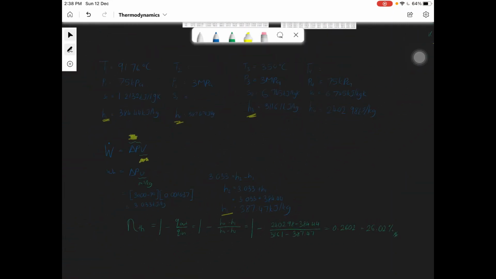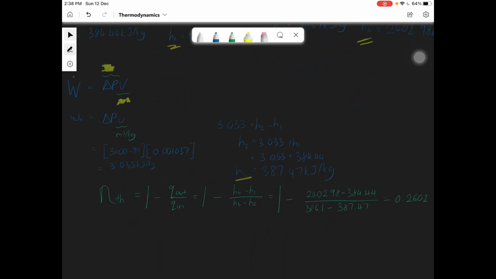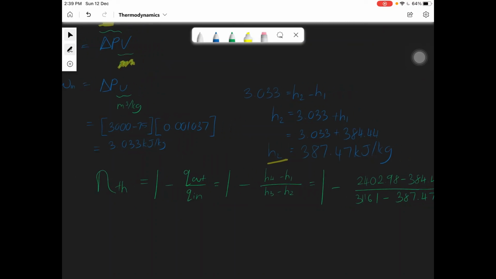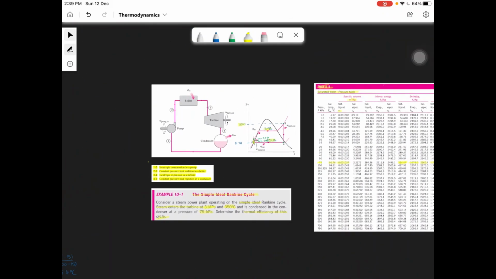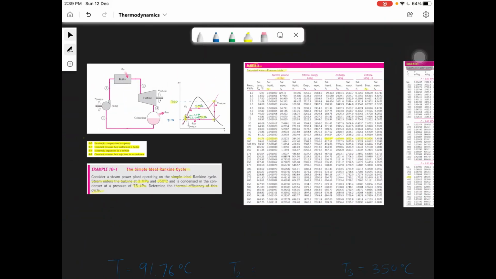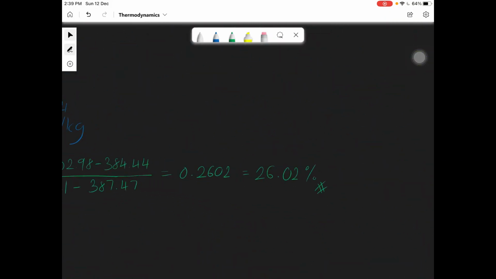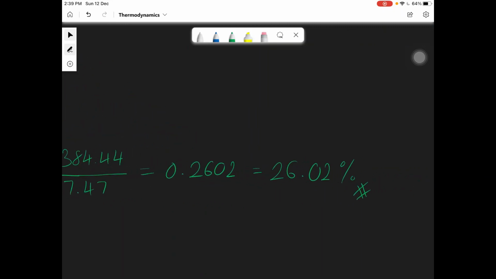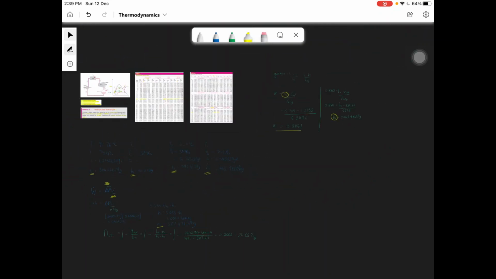Okay, once we have our H1, H2, H3, H4, we determine that the efficiency equation is eta TH equals 1 minus Q out over Q in, which is equivalent to H4 minus H1 divided by H3 minus H2, based on this graph over here. H4 minus H1 is Q out, and Q in is H3 minus H2. After that, we determine it to be 0.2602, and finally that equals 26.02%. So that is what we have done just now.